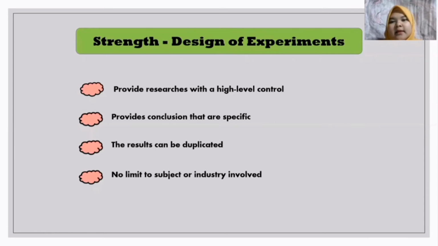Third is that the result can be duplicated. This is because the design of experiment is simple. The proof is the basic form of research, which allows for its duplication when the same variable is controlled by someone else. Last is that there is no limit to the subject or industry involved. This explains that the design of experiment is not limited to a particular industry or type of idea, because it can be used in a variety of situations.